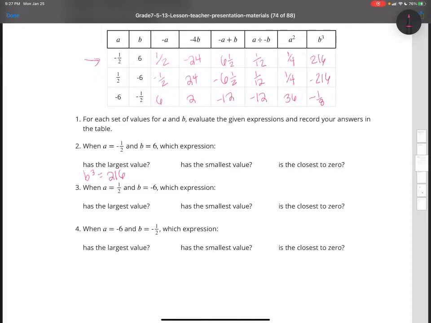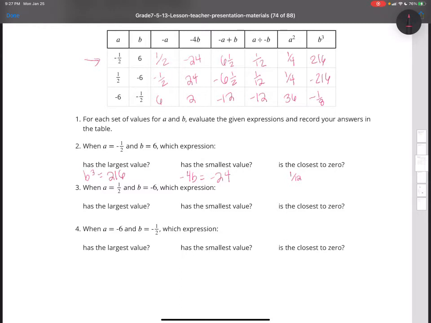Now for question 2, it says which has the smallest value? All right, so which number is the smallest out of all the numbers that we see in the first row? If you guessed negative 4b is equal to negative 24, you are absolutely correct. And for the next one, it says which value is closest to 0, and that would be 1/12.